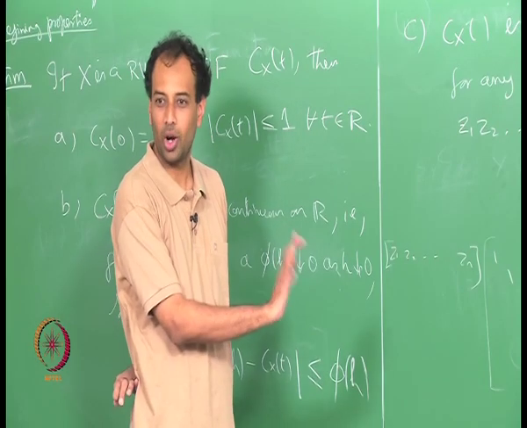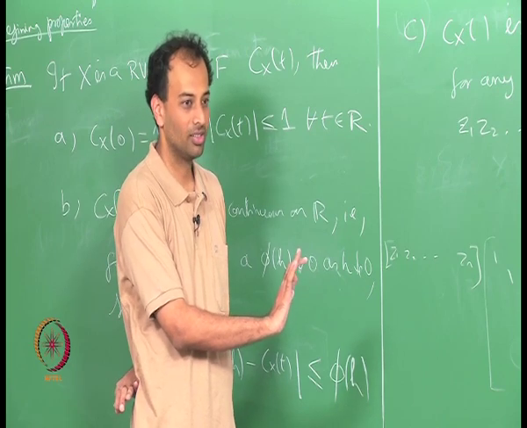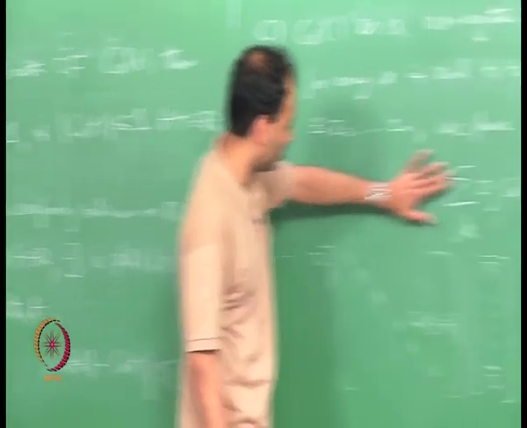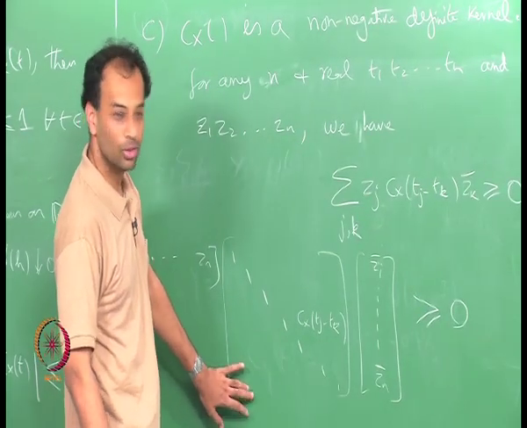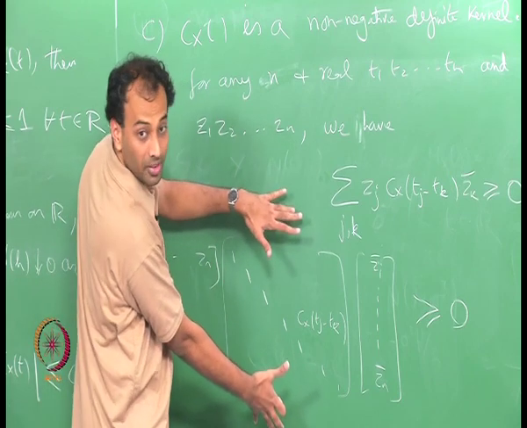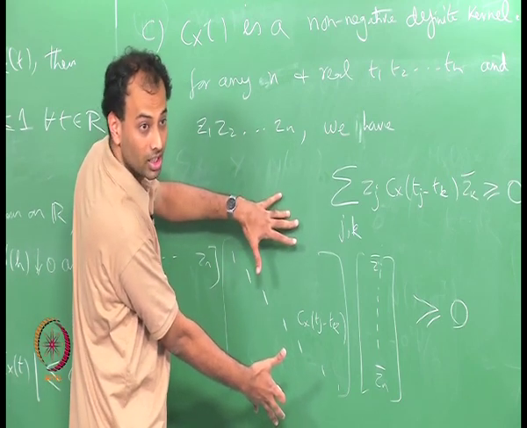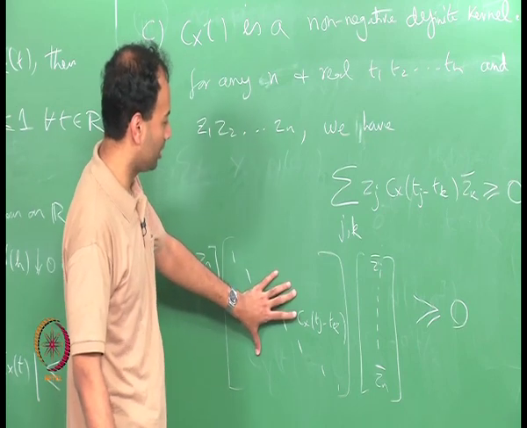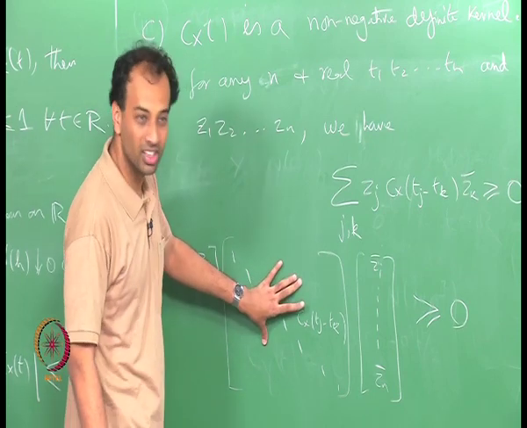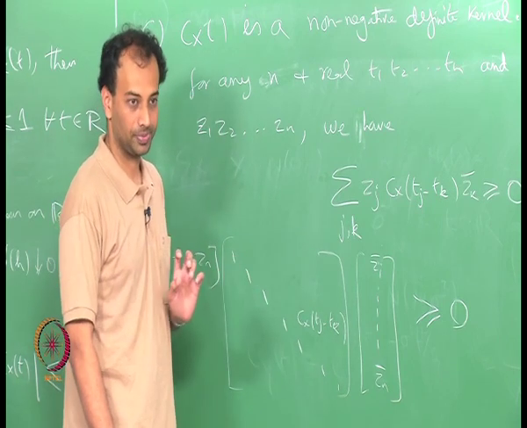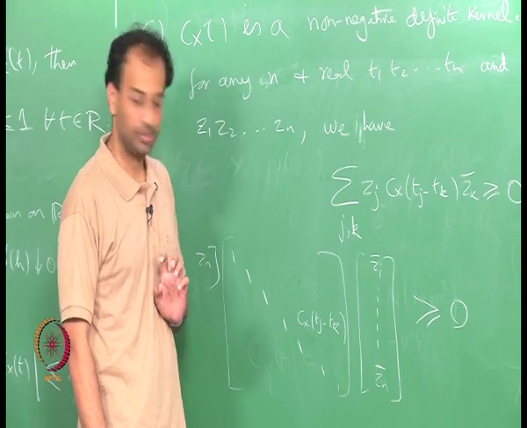Fine. So, is it clear what it says? I am saying that this is exactly the same as this. You choose your T_j's and you form this matrix. Then this matrix is a non-negative kernel, in the sense that all complex quadratic forms are non-negative.